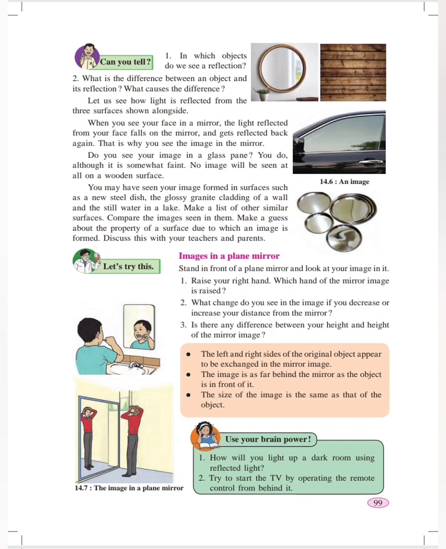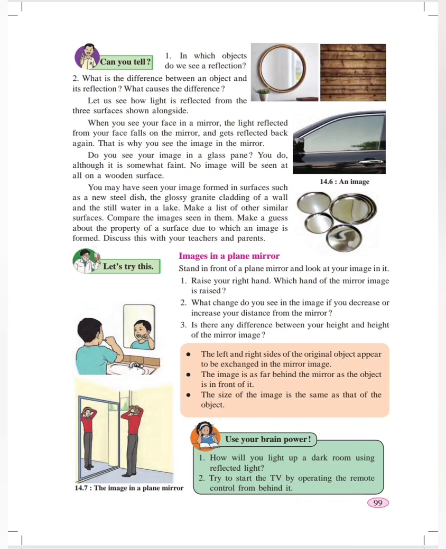The image is as far behind the mirror as the object is in front of it. The size of the image is the same as that of the object. That is because of the complete, 100% reflection of light by the plane mirror. A pinhole camera is an instrument in which the object is seen inverted. If you hold the candle straight upright, then you will see the candle upside down, and in a bigger size. That is the pinhole camera.